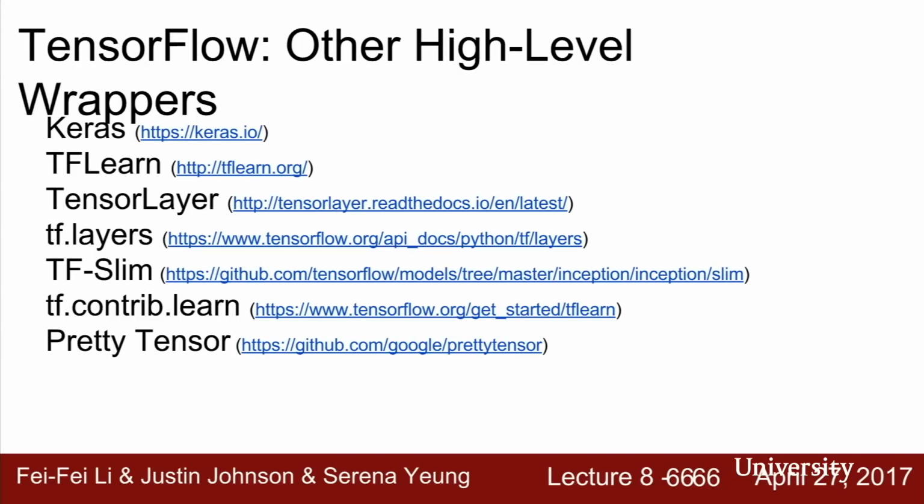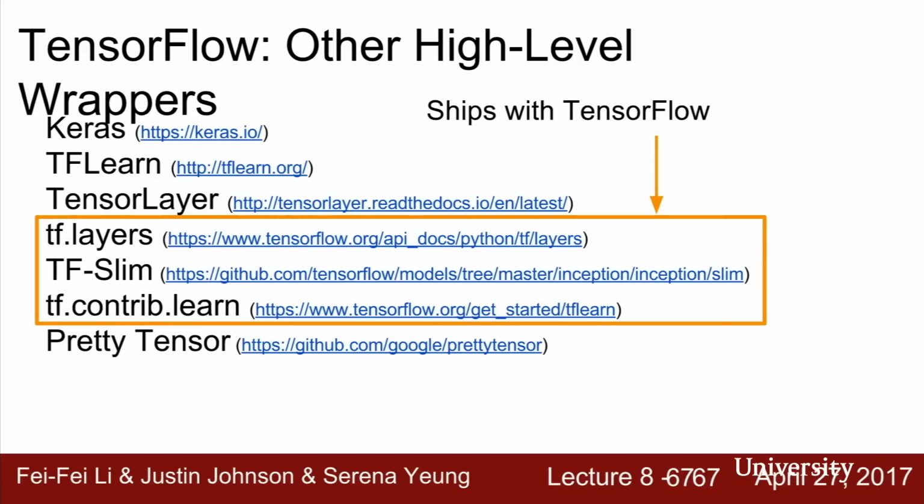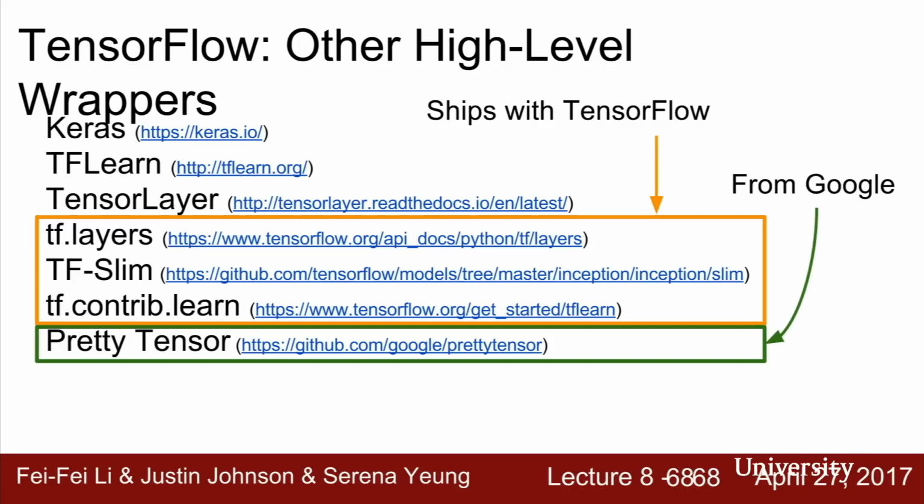So there's actually a whole large set of higher level TensorFlow wrappers that you might see out there in the wild. And it seems that even people within Google can't really agree on which one is the right one to use. So Keras and tflearn are third-party libraries that are out there on the internet by other people. But there are these 3 different ones, tf.layers, tfslim, and tf.contrib.learn, that all ship with TensorFlow, that are all doing a slightly different version of this higher level wrapper thing. There's another framework also from Google, but not shipping with TensorFlow, called PrettyTensor, that does the same sort of thing.